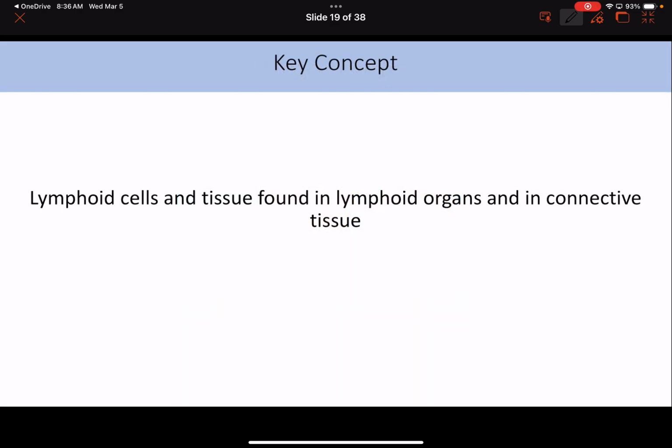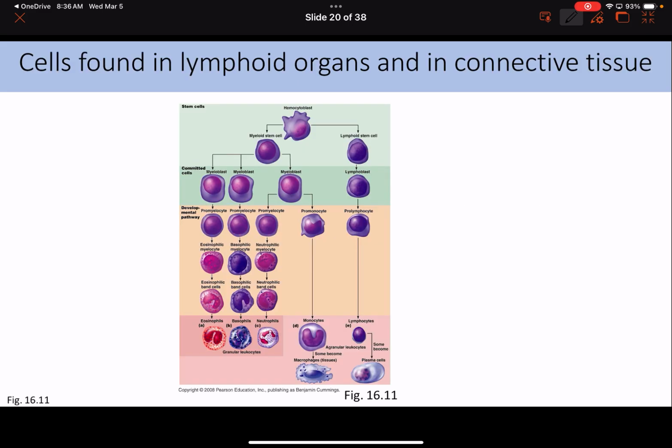So next we're going to go over the cells. Lymphoid cells in tissue are found in lymphoid organs, and they're found in connective tissue as well. We talked about lymphocytes before, but now we're going to specify them. We have B lymphocytes and T lymphocytes. Our T cells, which are our T lymphocytes, are immune messengers. When they are immune messengers, we call them helper T cells.